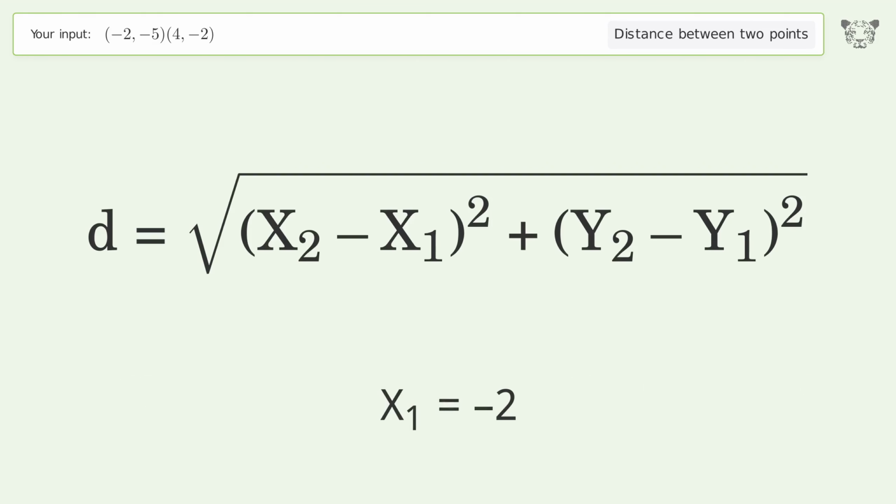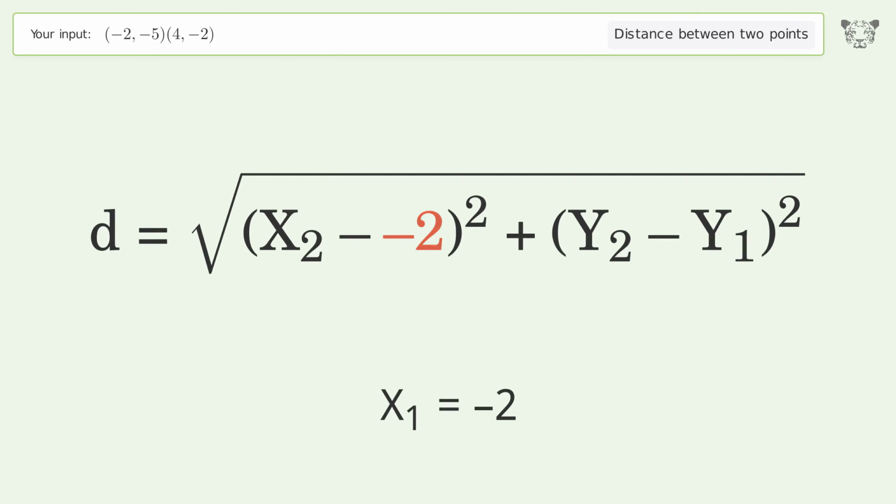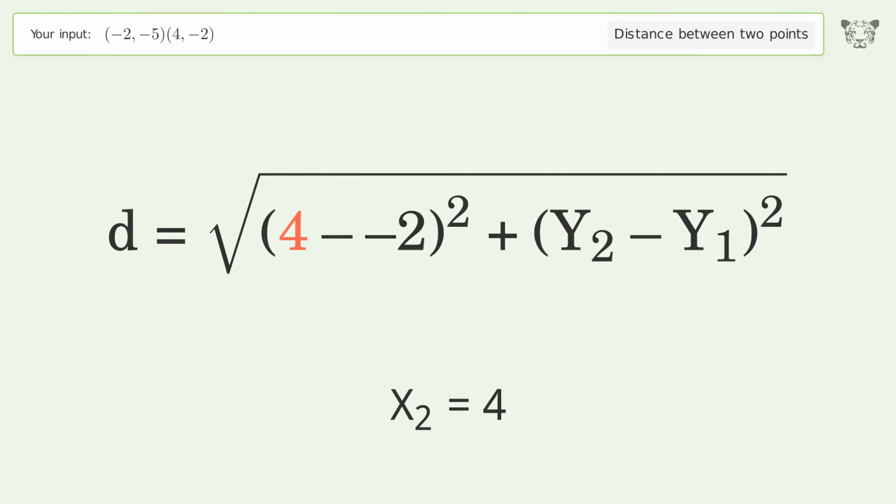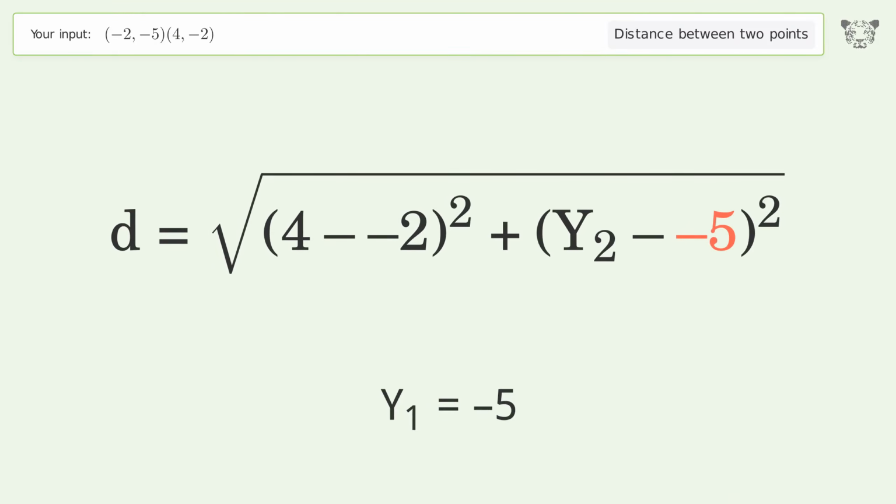x1 equals -2. x2 equals 4. y1 equals -5. y2 equals -2.